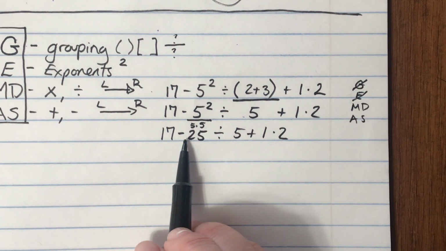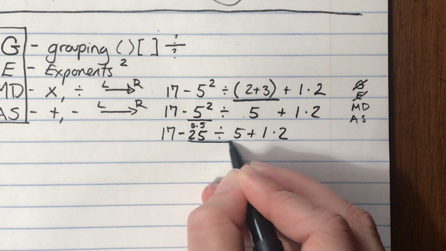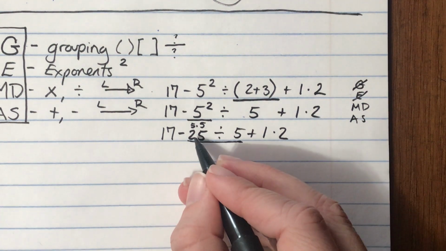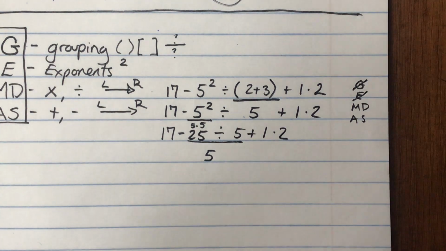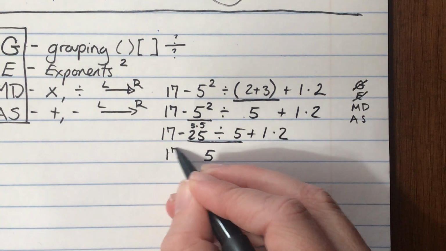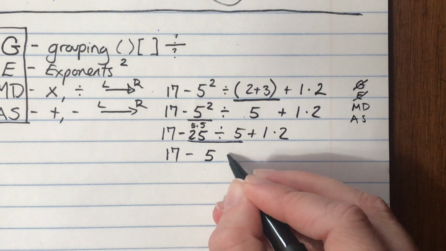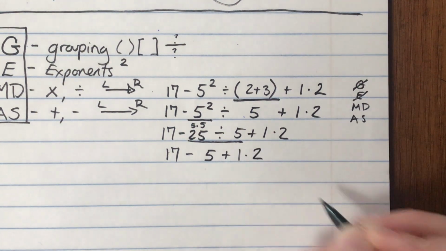And so if I'm looking left to right, I notice that I come to my division problem first. And so I'm going to work it out first. 25 divided by 5 gives me 5. So I find the answer to that problem. And then again, I'm going to bring everything else down. So 17 minus 5, and we've still got plus 1 times 2.